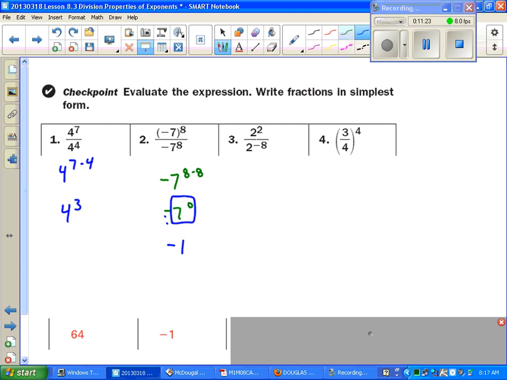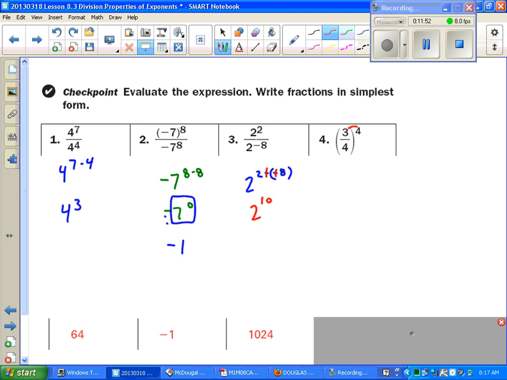Number 3 says 2 squared over 2 to the negative 8th power. Same bases. That's 2 squared minus a negative 8. Notice we have minus a negative right there, just like it always is. That acts like plus. 2 plus 8. 2 to the 2 plus 8 is 2 to the 10th power. That means 2 times itself 10 times. 1,024.